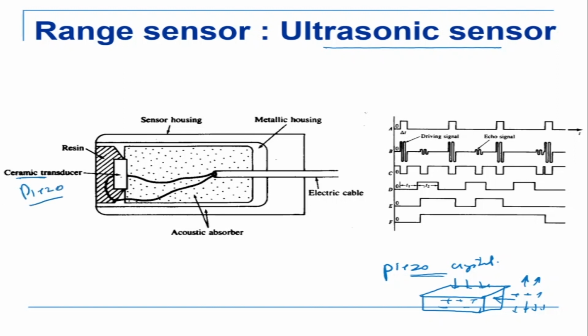We give it a charge at a particular frequency. This is the charge that is being given, and corresponding to this frequency, it is going to vibrate, meaning it will slightly expand. If it vibrates at that frequency, in front of this crystal there is resin, so this vibrates also. If this vibrates, then an ultrasonic wave is produced, a sound wave basically. This sound wave goes out. If there is an obstacle, it hits the obstacle and then comes back again. When it comes back, it hits the crystal again.